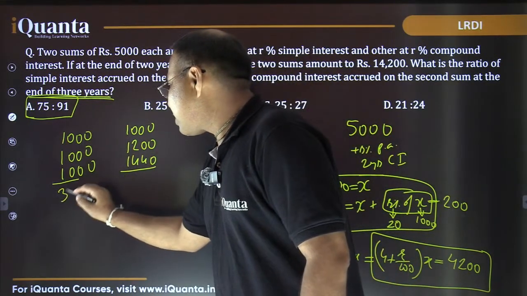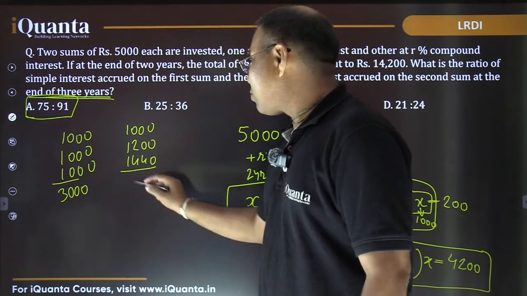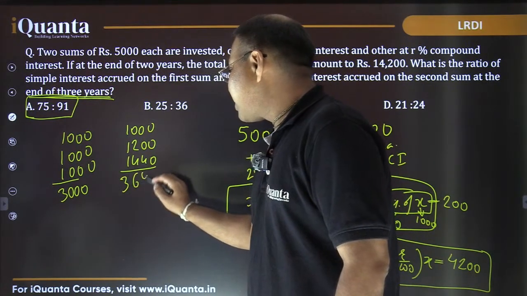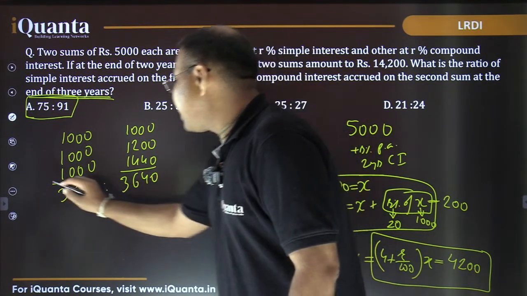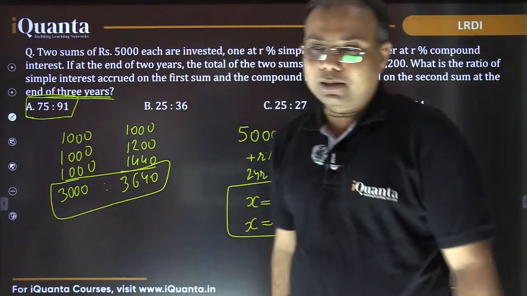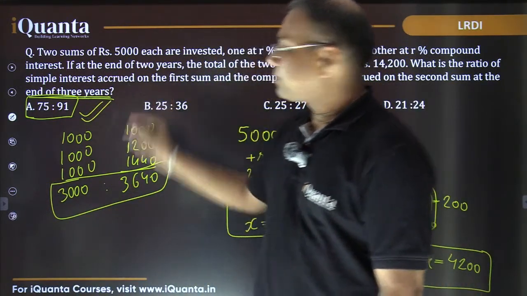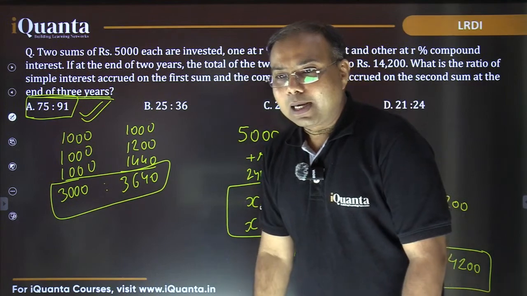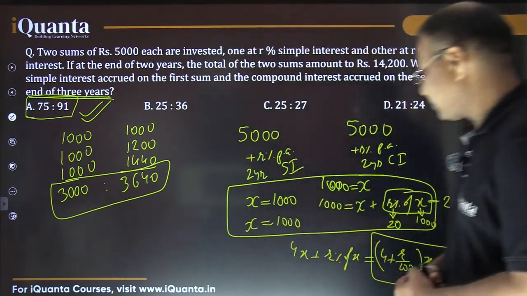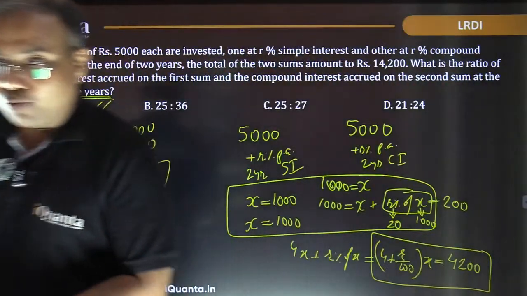That's it. So just add the values. So here total interest is coming out to be 3,000 and here total interest is coming out to be 3,640. We just need to calculate this ratio. That's it. And that's our option A. I hope it is clear to everyone. Okay? So let's move further now.